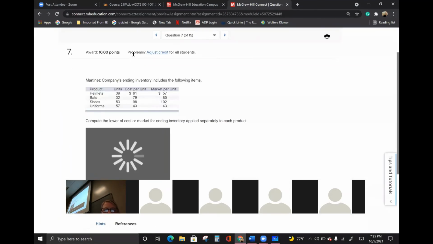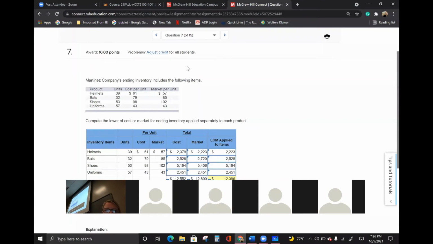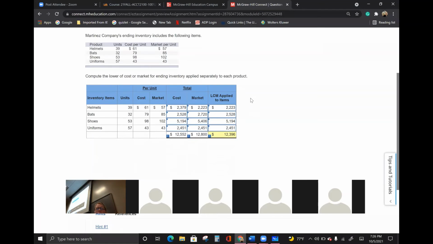Number 7. Okay, so it's given us our ending inventory. This is what we have in inventory. We want to compute the lower of cost or market for the ending inventory. So remember, we have to do the calculations to see which one we're going to use. So we're going to take 39 units, times it by the 61 to get your cost. And then the market is 57 times the 39 to get the market value.